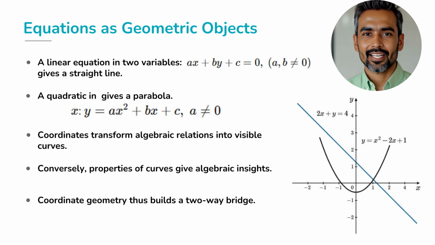So here's the big idea. Every algebraic relation in 2 variables corresponds to a curve. And conversely, the geometry of curves, their slopes, intercepts, turning points, can all be understood through algebra. This is why coordinate geometry is called a two-way bridge. Equations become pictures, and pictures become equations.